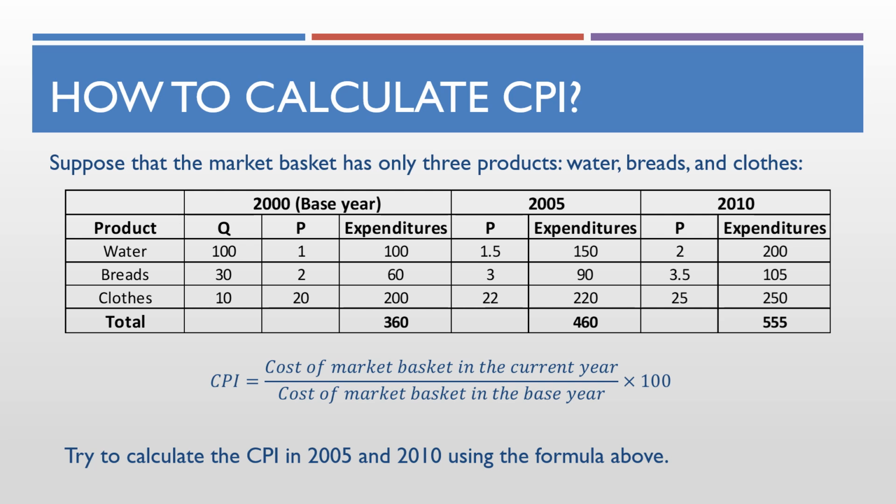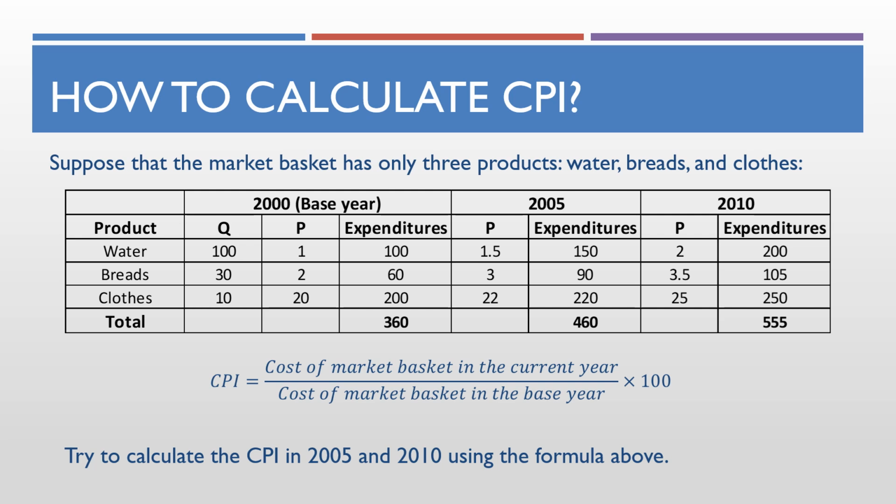As you can see, in 2000, we have an expenditure of $360 spent on this basket, versus in 2005, we have to spend $460 to get the exact same basket of goods. And in 2010, we spent $555.